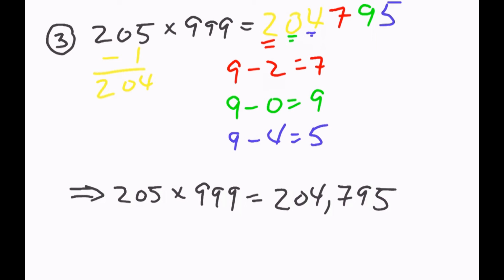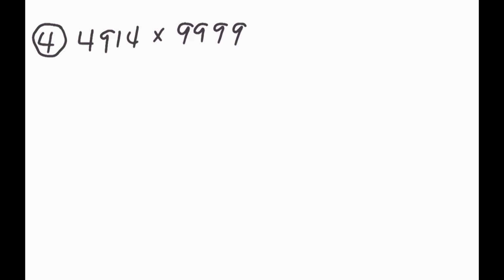So we've looked at 2-digit by 2-digit and 3-digit by 3-digit. And this is good for any number of digits. Let's look at an example where we've got 4 digits involved. And I'll give you a chance to try this one on your own. So give this one a go. 4,914 times 9,999. What do you get when you try this?